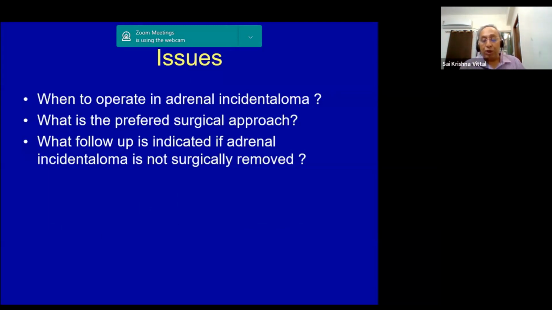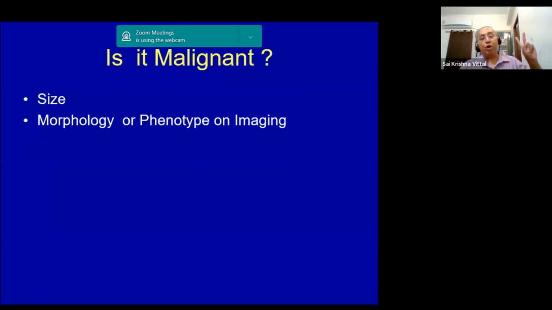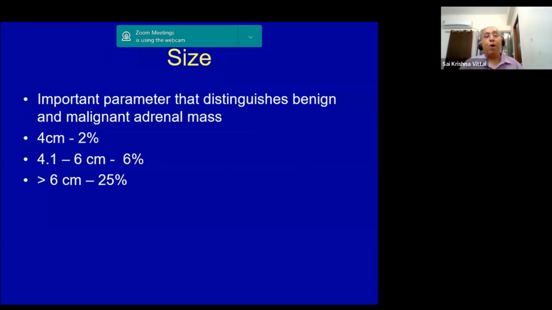These are the issues which I'm going to spend a minute or two on in the following slides. The first issue is: is an adrenal incidentaloma malignant or benign? That depends upon two things. One, size. Two, morphology or phenotype on imaging. Size is an important parameter which distinguishes between benign and malignant adrenal mass.